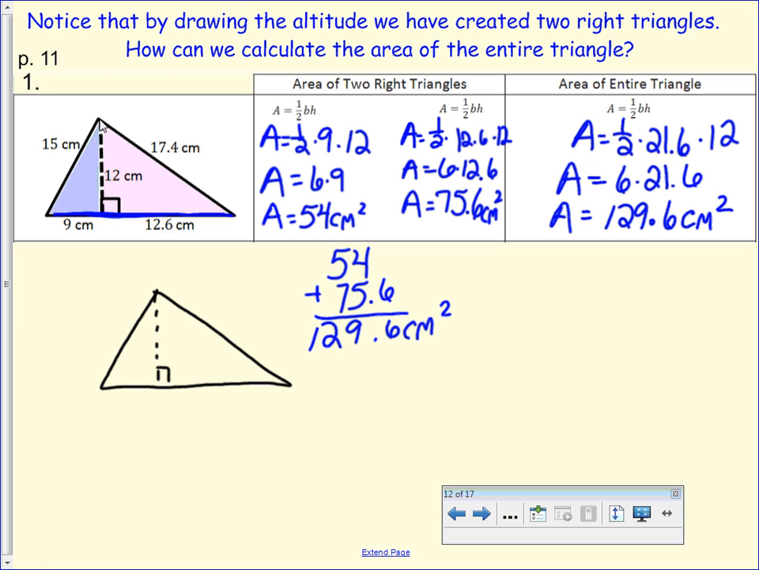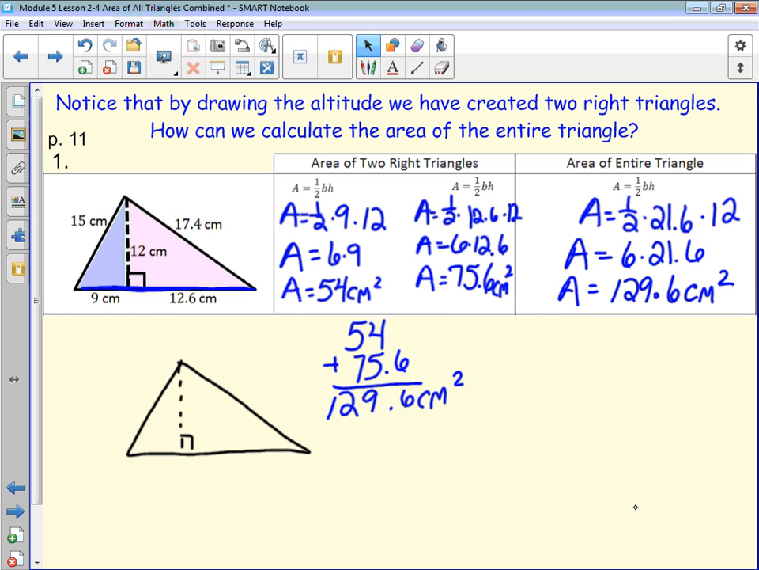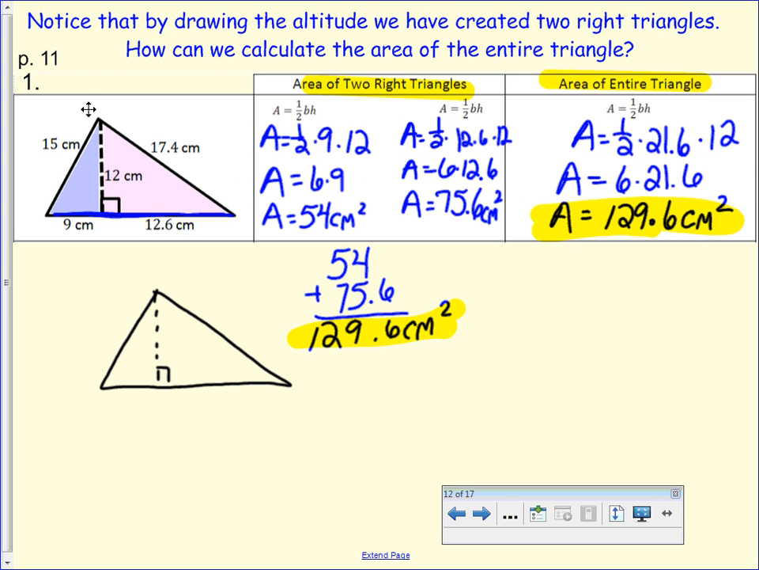Did we get the same answer? Yep. So you can use either method. You could just find the area of the entire triangle or the area of the two triangles, as long as you remember to add them together. Okay?